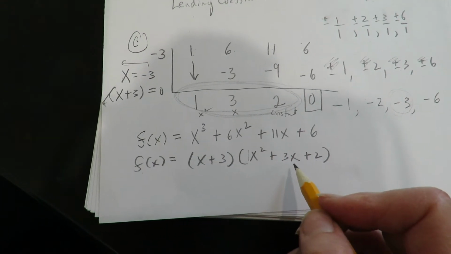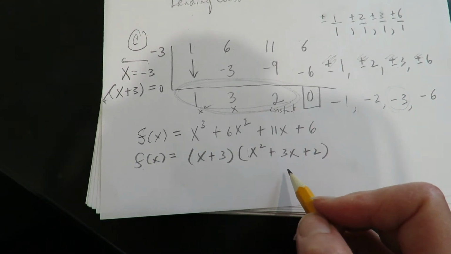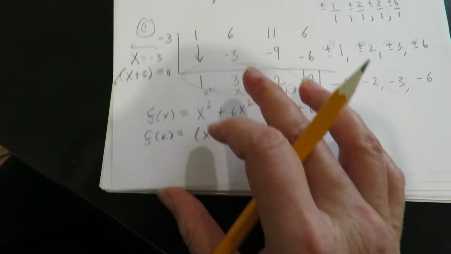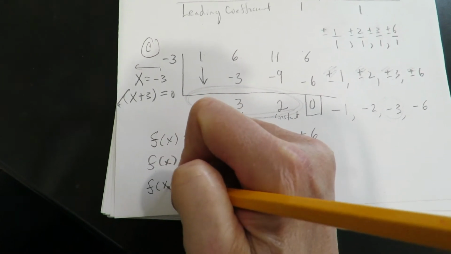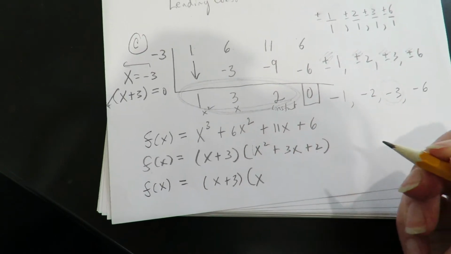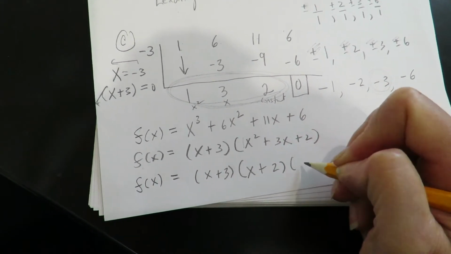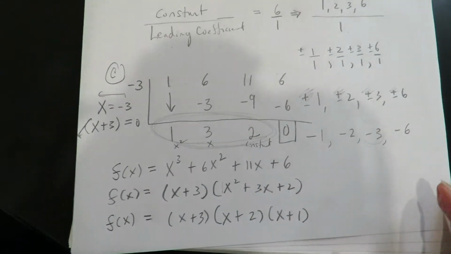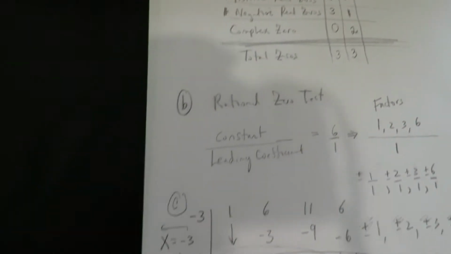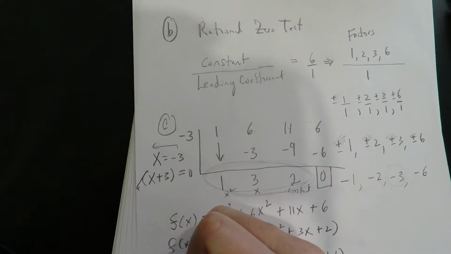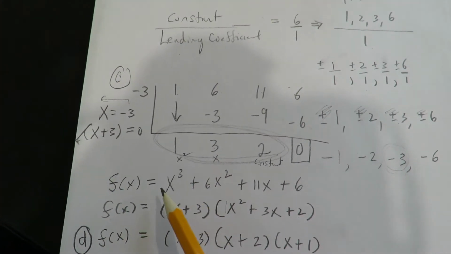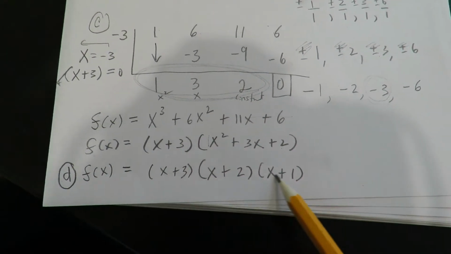Once you break it down to a quadratic, you just see, okay, can I factor it, or do I need to use the quadratic formula? This one happens to factor. Which is part D, where it's completely factored, and I'll go back and finish part C. So instead of it being written like this, we completely factored it.